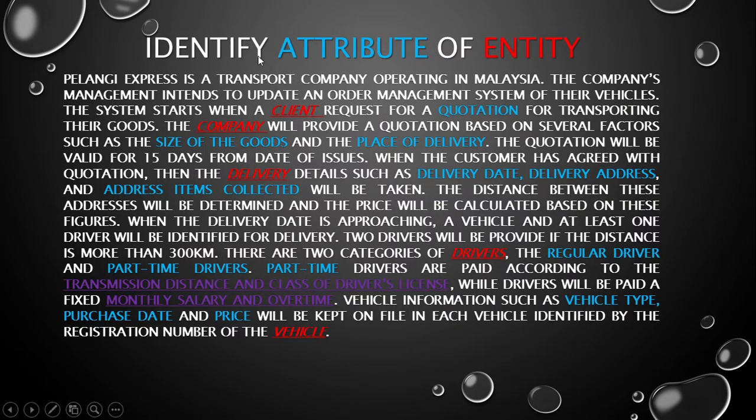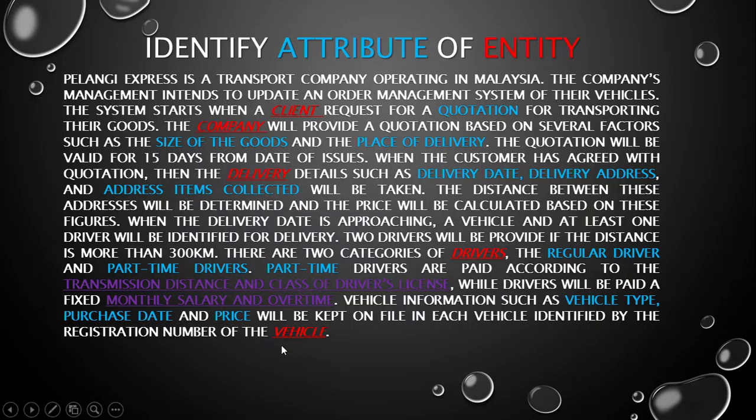After that, we must find the attributes for each entity. For example, the attribute for client is quotation, and the attributes for company are size of the goods and place of delivery. The attributes for delivery are delivery date, delivery address, and address item collected. The driver is regular driver and part-time driver. Part-time driver has transmission distance and class of driver license, and regular driver has monthly salary and overtime. For the vehicle, the attributes are vehicle type, purchase date and price.